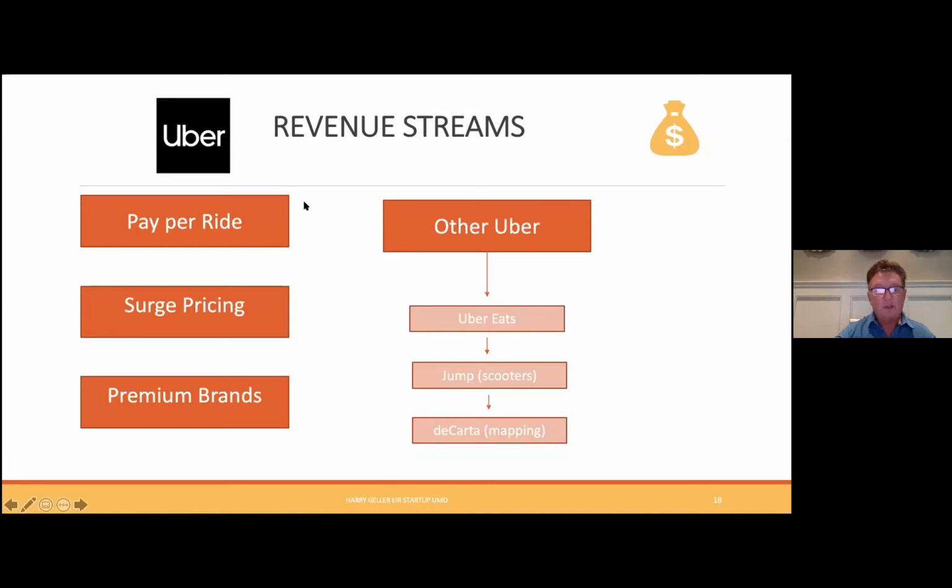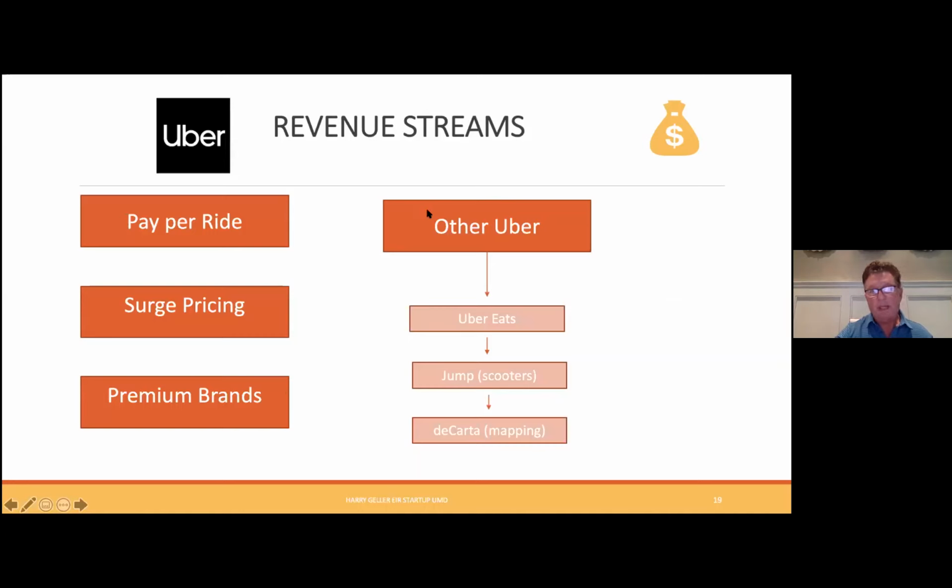So Uber's revenue streams: they have passengers paying per ride. They have passengers paying unwillingly, but still doing it, surge pricing. And they have premium brands. So they have Uber X, they have Uber Black Car, they have Uber SUV.